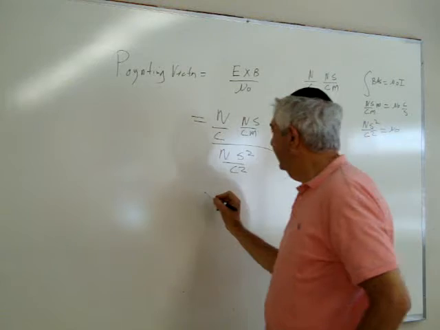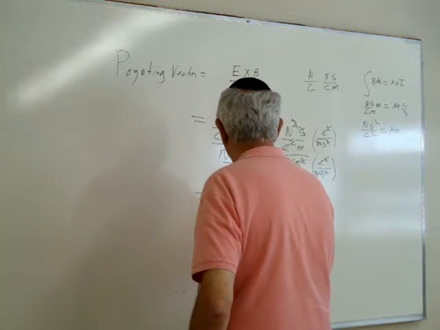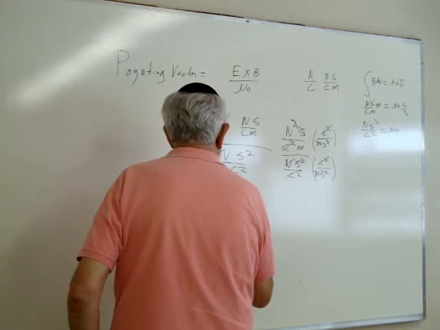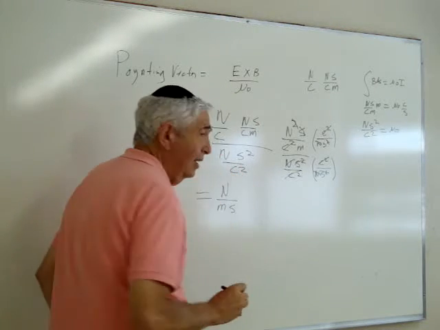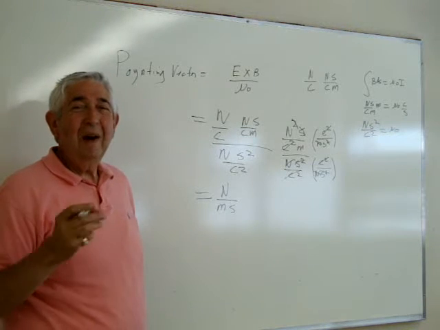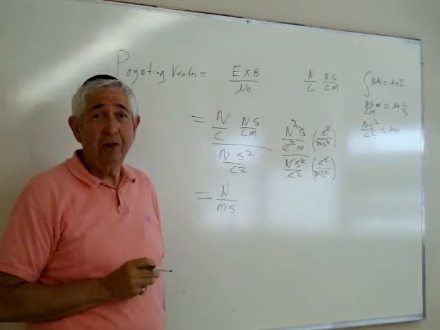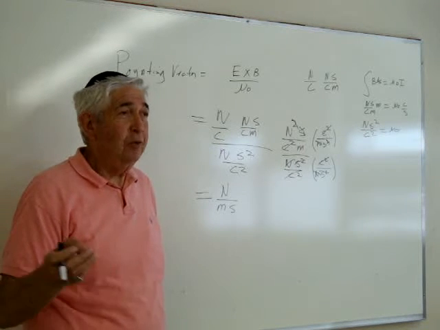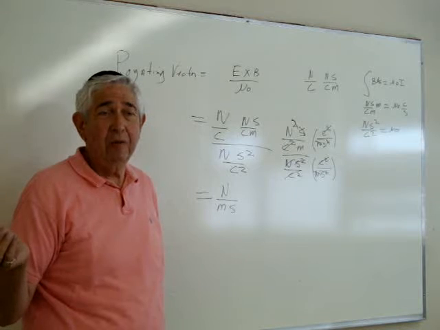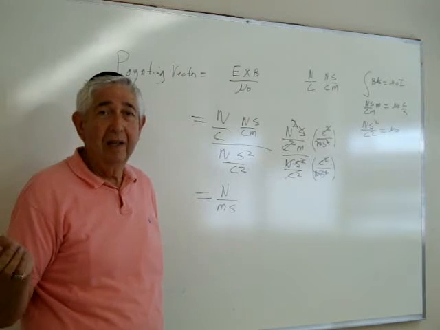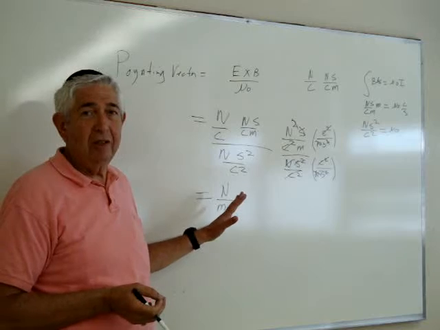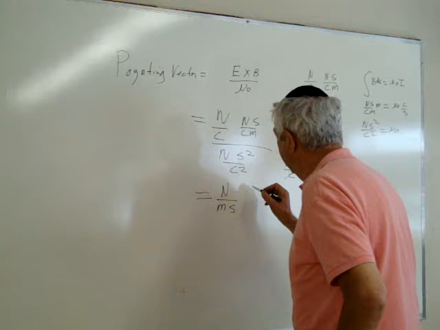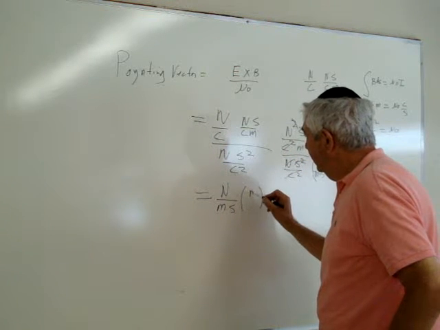So what does Poynting's vector come out to be? Comes out to be Newton over meters seconds. Now, what happens if I multiply a fraction by 1? Do I change its value? 5 times 1 is 5. 123 times 1 is 123. So if I multiply this by a fraction that's equal to 1, it won't change its value. The fraction I'm going to multiply by is meters over meters.